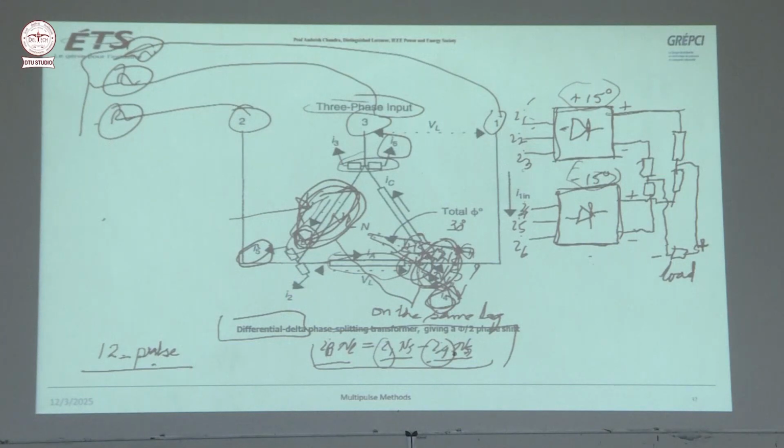And you can connect these two in parallel. So this is what plus is connected to plus, but there is an interphasing transformer between the two. And minus is connected to minus, and there is an interphasing transformer, and this is the output you can connect here.